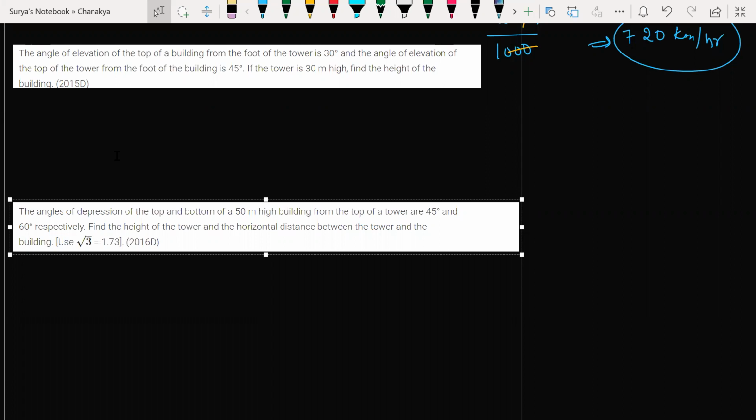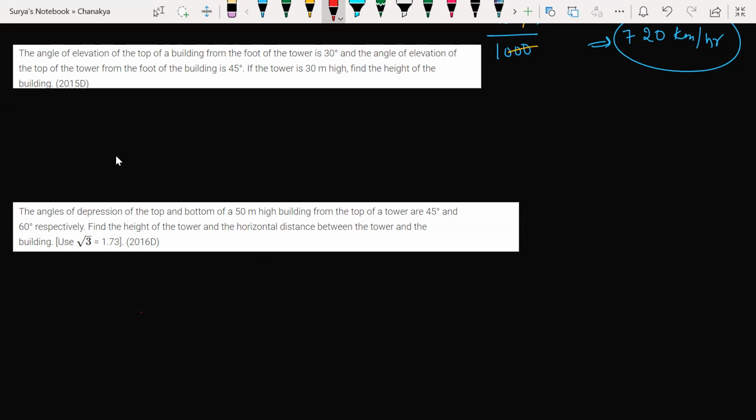What is the answer? Sir, I'm getting 2.86 meter approx. Which one are you getting? This one or this one? 2.86 meter. Yes, sir, for that. Okay.